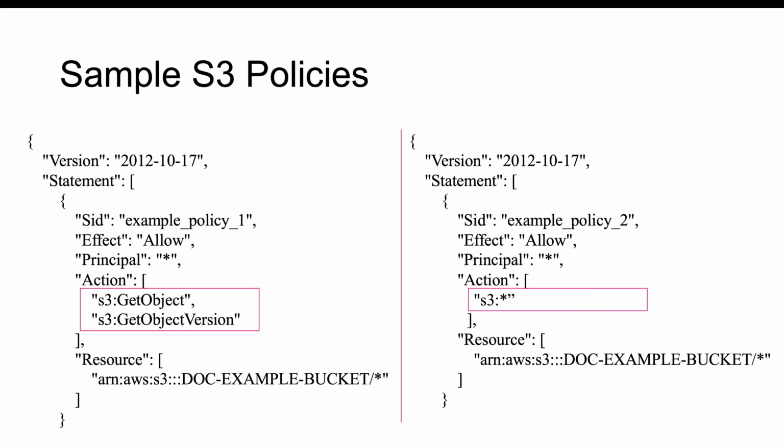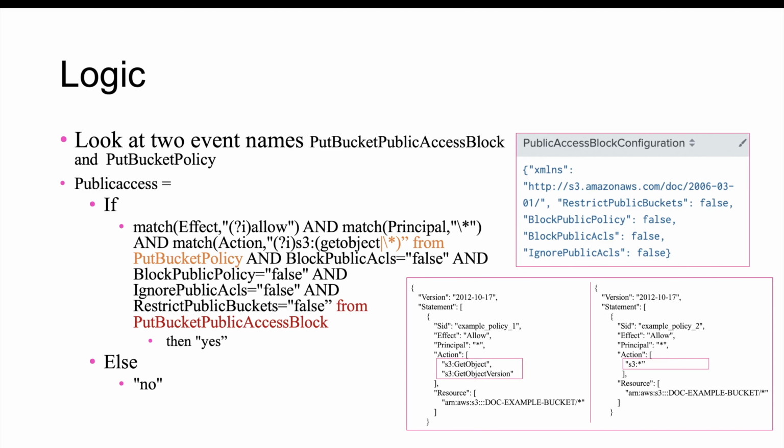Both policies allow any principal to perform the actions specified on the resource, that is the S3 bucket named doc-example-bucket. The first screenshot on the right side shows how a put bucket public access block event looks like when block public access is turned off. The second screenshot on the right side below shows how a put bucket policy looks like when the bucket is exposed to public. These are two different S3 bucket policies.